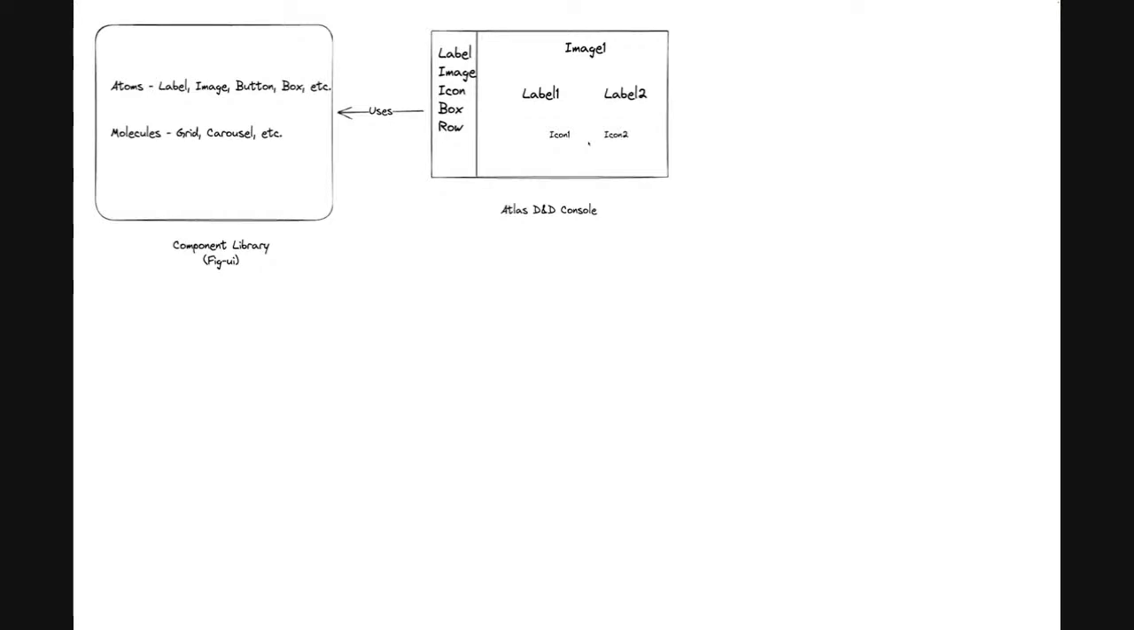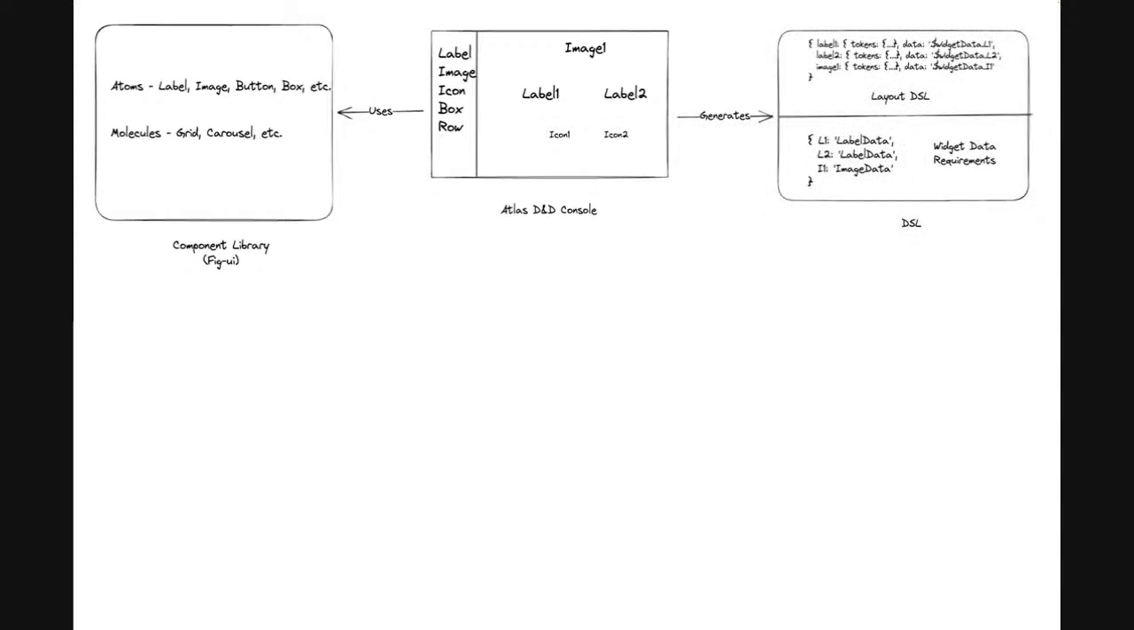Once we create a layout and try to save it, what this Atlas console does is generate a layout DSL. What is DSL? I'll cover that in the upcoming slides, but it generates a representation of the layout that you have created, along with the data requirements for the layout. So there are two important bits to the response: the DSL comprising the hierarchy and composition of atoms, along with the data requirement for the layout, comprised of each of the individual atoms.